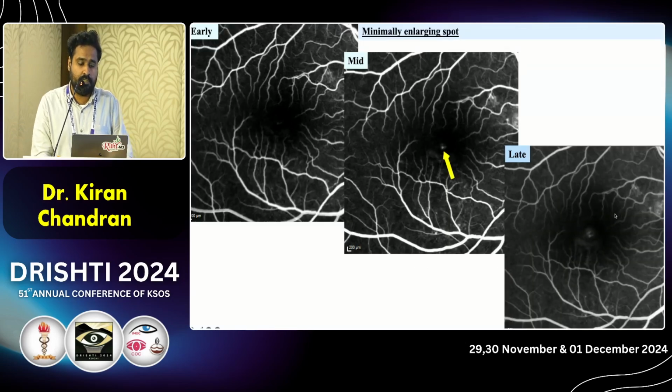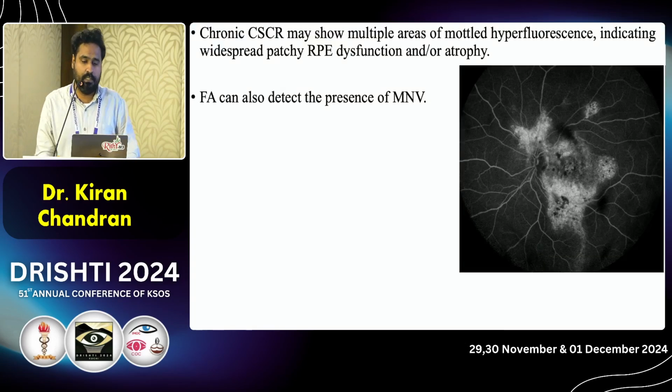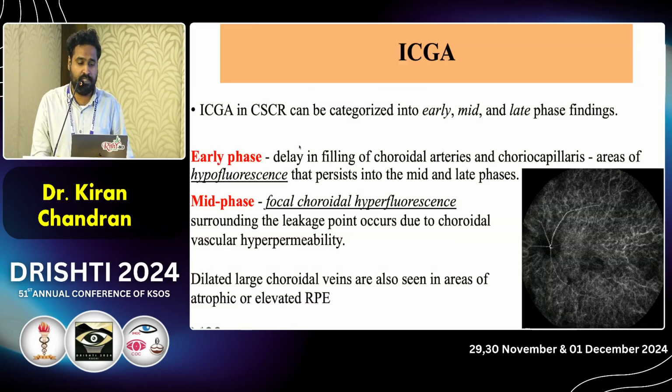This is a minimal enlarging spot in which there is a small hyperfluorescent spot, but it fades away in the late phases. It's very difficult to even say if there is an obvious CSCR leak in these patients. So chronic CSCR shows mottled areas of hyperfluorescence due to widespread window defects or RPE atrophy. FFA can also detect the presence of macular neovascularization.